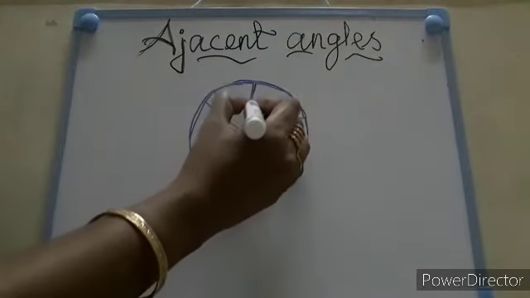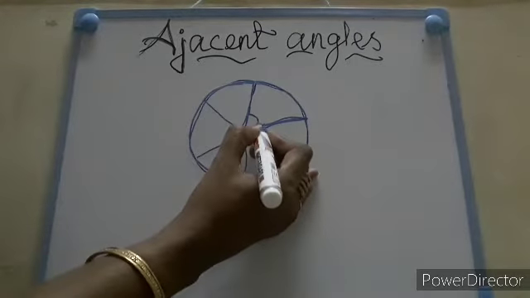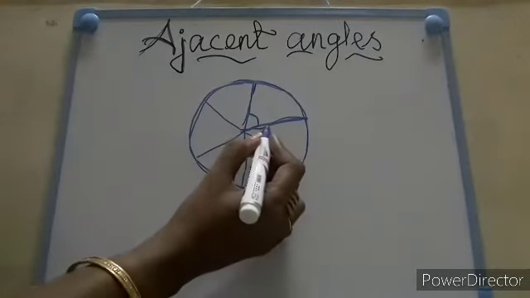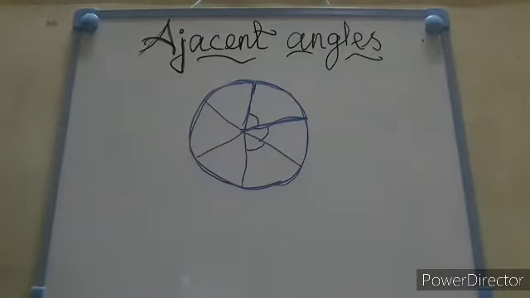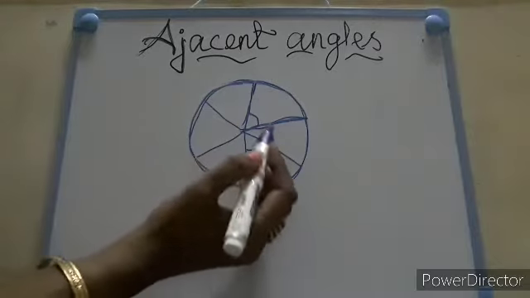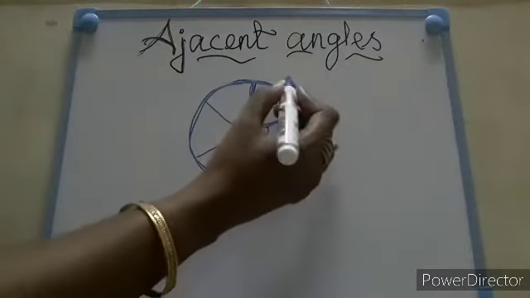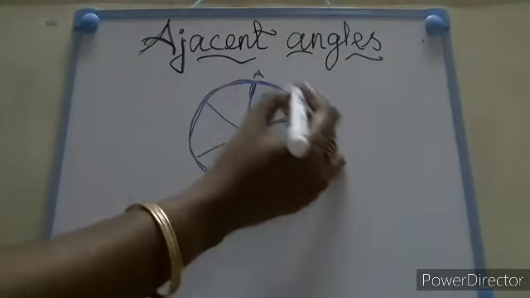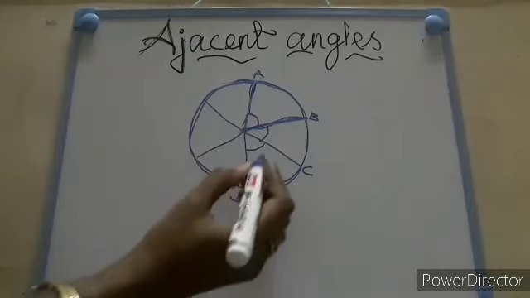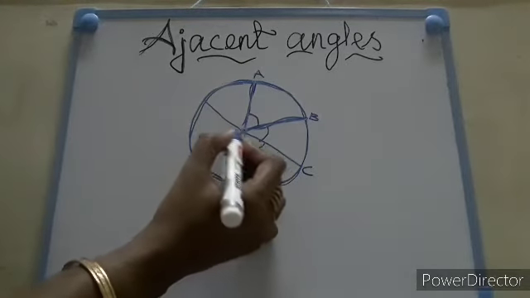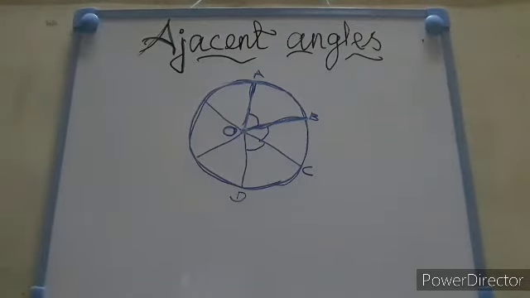So here also it makes one angle, right? This is also one of the angles, this is also one of the angles, right? So we will name it A, B, C, D, like that. The middle, the common point, we consider as O.